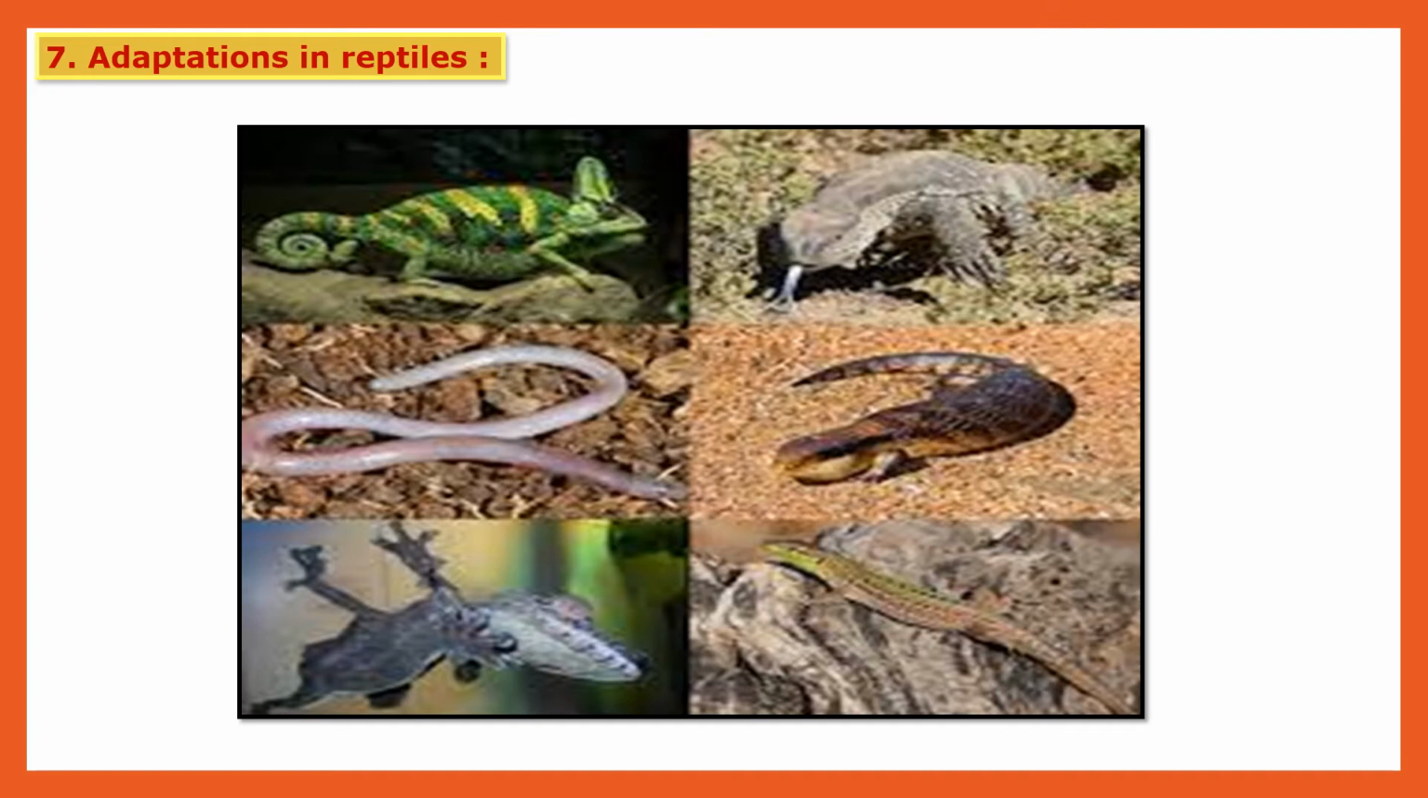Body color shows camouflage to hide with the surrounding. Means these animals have the capacity to change their color, or their skin color matches with the surrounding. Due to that they can hide themselves from their enemy.